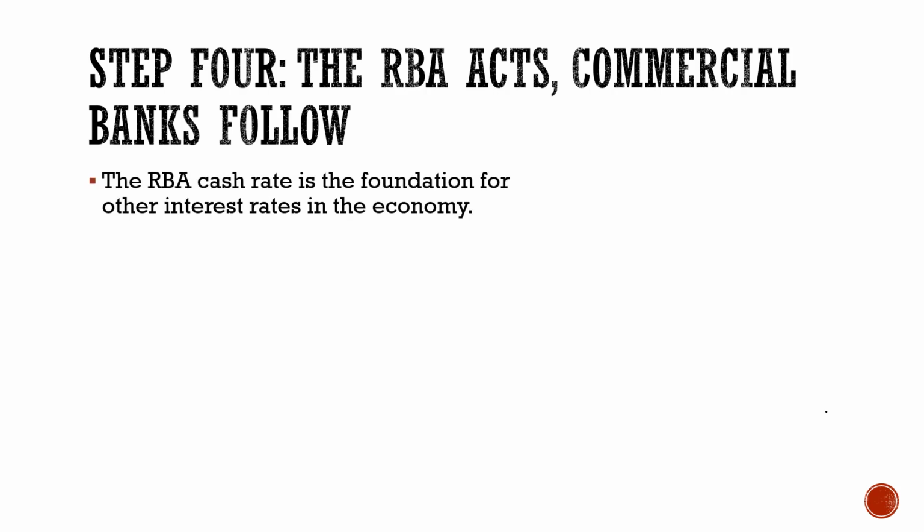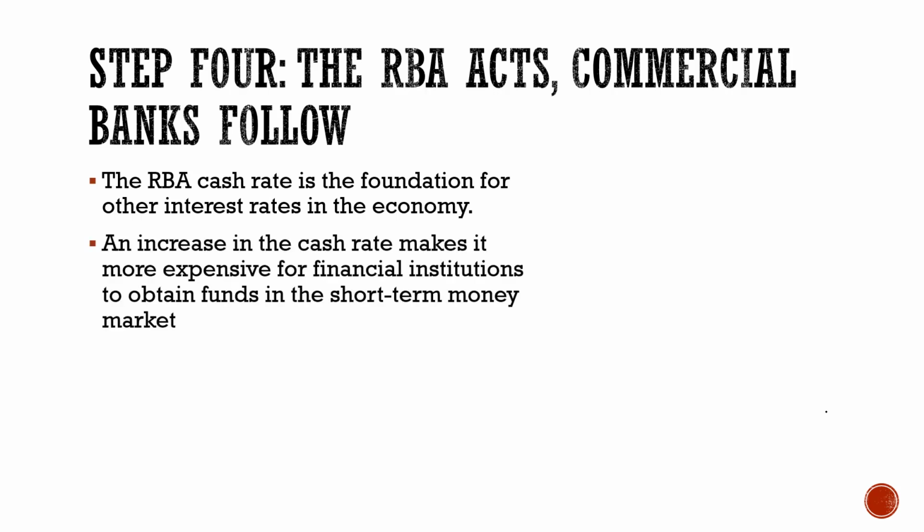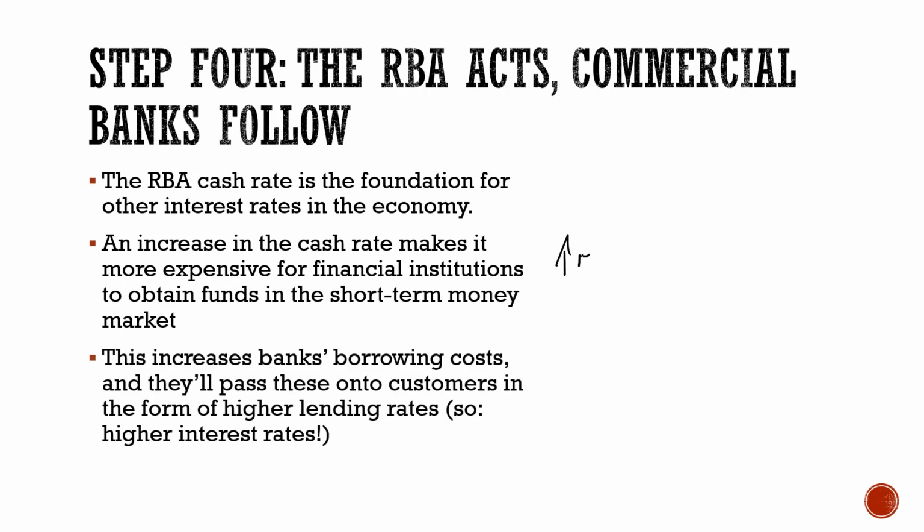So let's keep it going here. When the RBA acts, when the RBA buys or sells Commonwealth government securities, then commercial banks will follow. So the way we can talk about it is the RBA cash rate is like the foundation; it sets the basis for other interest rates in the economy. Think about it this way. If I get an increase in the cash rate, this makes it more expensive for banks to obtain funds in the short-term money market. If things are more expensive for banks, they will then pass on those costs to consumers.